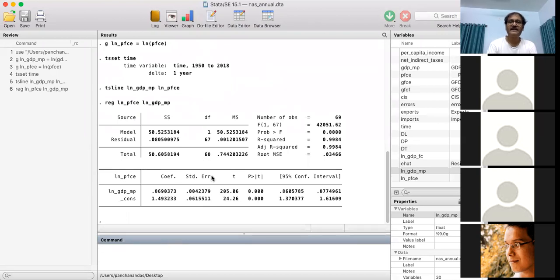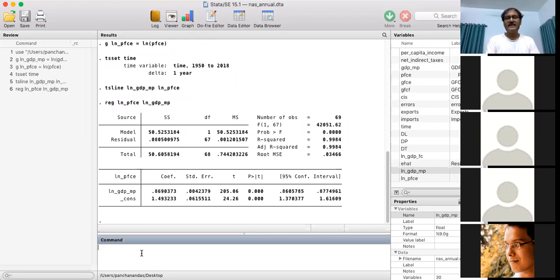And if you look at the result, it is highly significant. The value of R squared is 0.998 and all coefficients are highly significant. Now, as they are time series variables, if we want to use OLS, simultaneously we need to test whether serial correlation is present or not in the model.